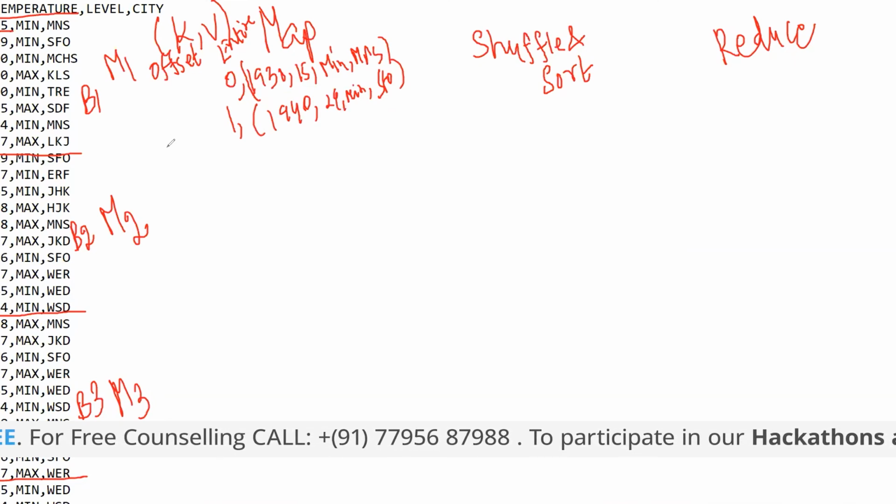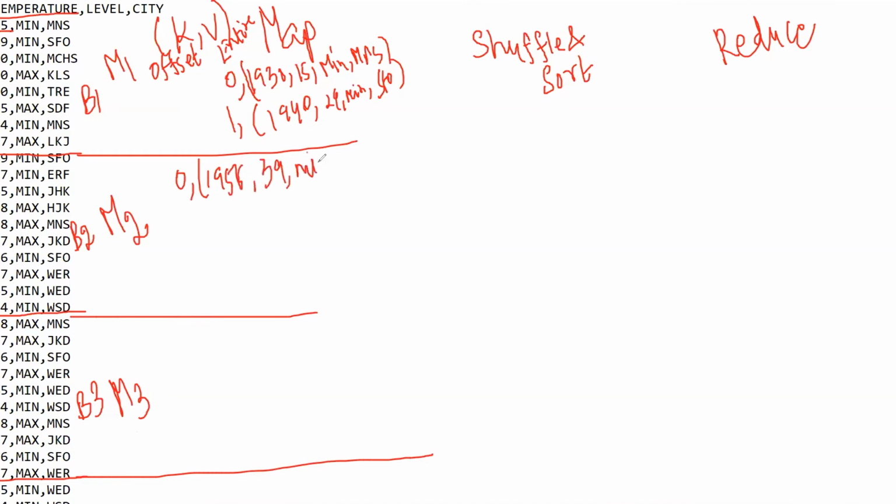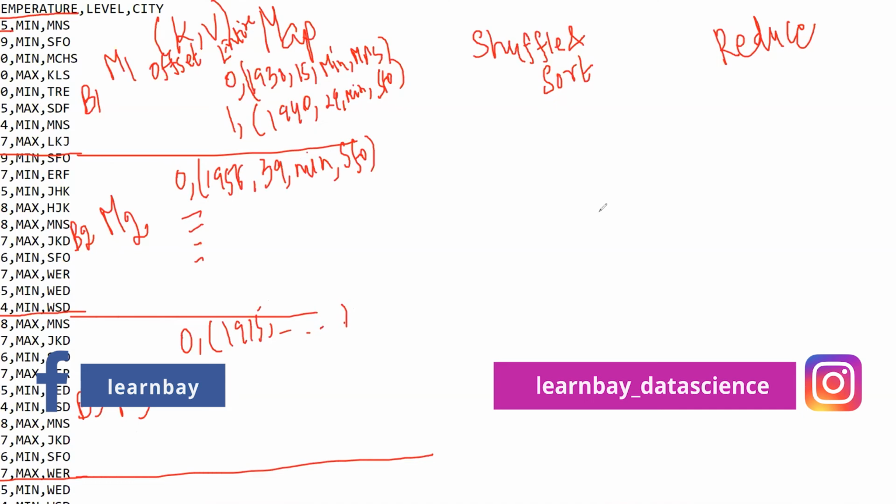Now your M1 prepares this, your M2 also prepares this, your M3 also prepares this. I'm writing only one sample so you can understand how it works. 39, min, SF, like this for all of them. Similarly here also, it's going to be 0, 1975 and all this. Now, this is an input.